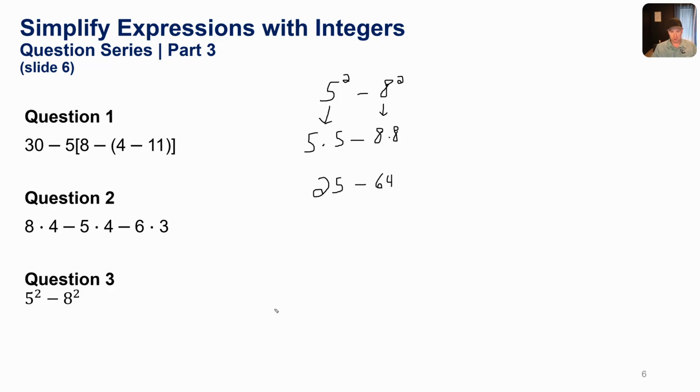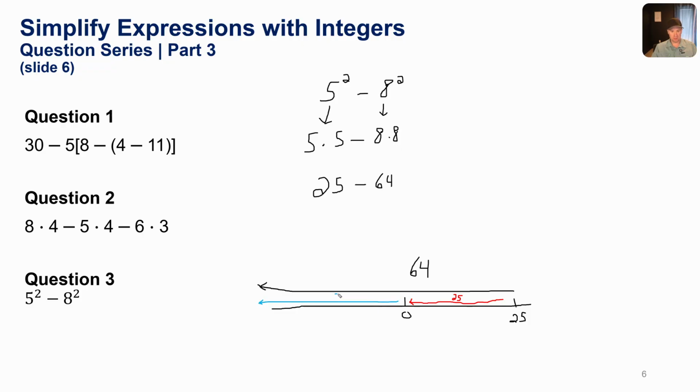Now 25 minus 64, if I model this on my number line, again, I'm at a positive 25 here. And I'm going back 64 units. Well, it takes me 25 units to go to 0. And then I have 39 more units to go. So I'm going to end up at a negative 39 here as my result. Okay, so that is simplifying expressions with integers.